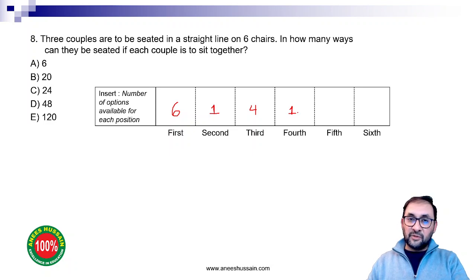So now we've used 4 people out of 6 people, so we have 2 people left. So in the fifth seat, I have 2 options. And the last seat, I have 1 option only. We multiply 6 into 1, into 4, into 1, into 2, into 1. And this gives you 48 as the answer. So the answer should be option D. I hope this is clear to all of you. I'm going to show this to you by another method. Let's look at method number 2.